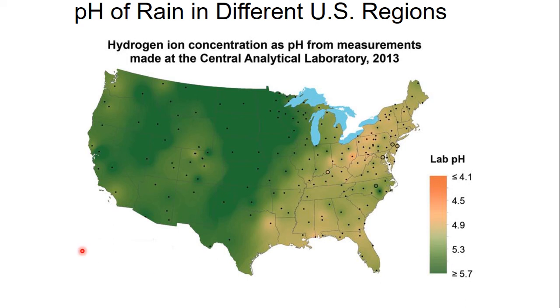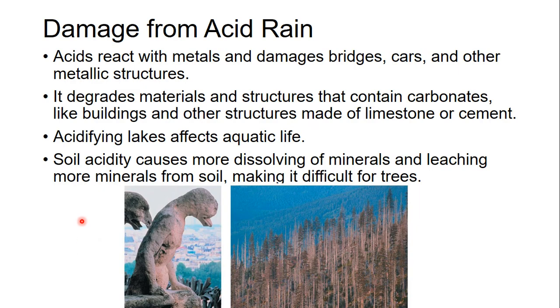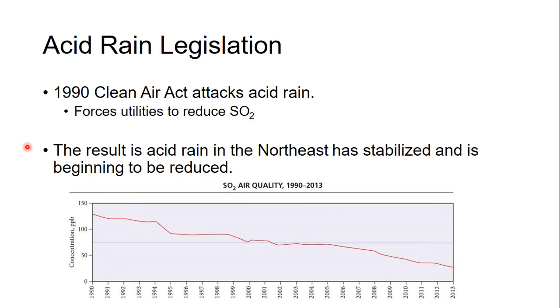And what happens is that this rain, since it's acidic, will damage things like stonework, it will kill trees, it will acidify lakes and kill aquatic life, soil will become more acidic, so plant life won't be able to grow, so on and so forth. So this was a very big problem.